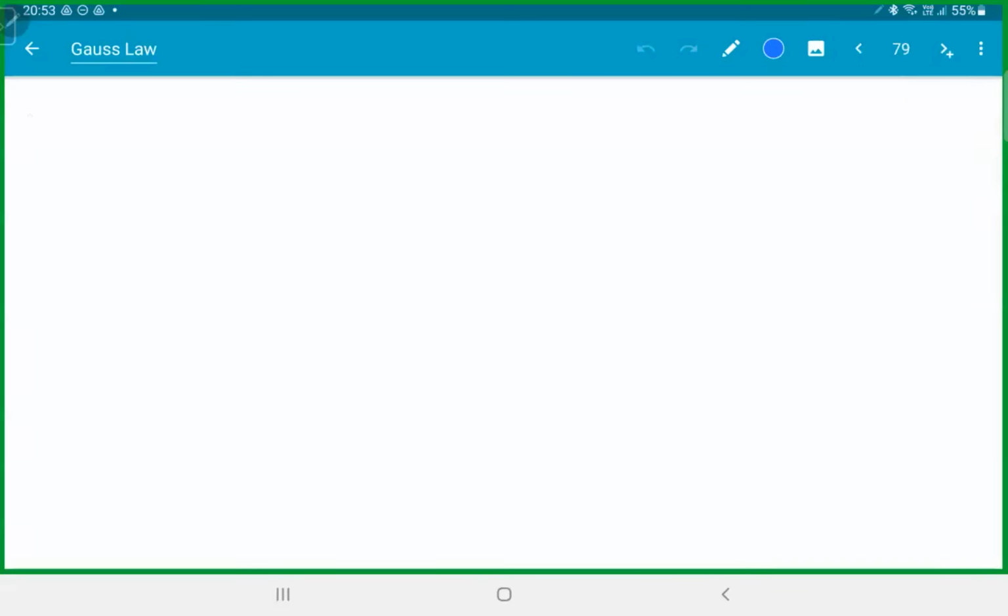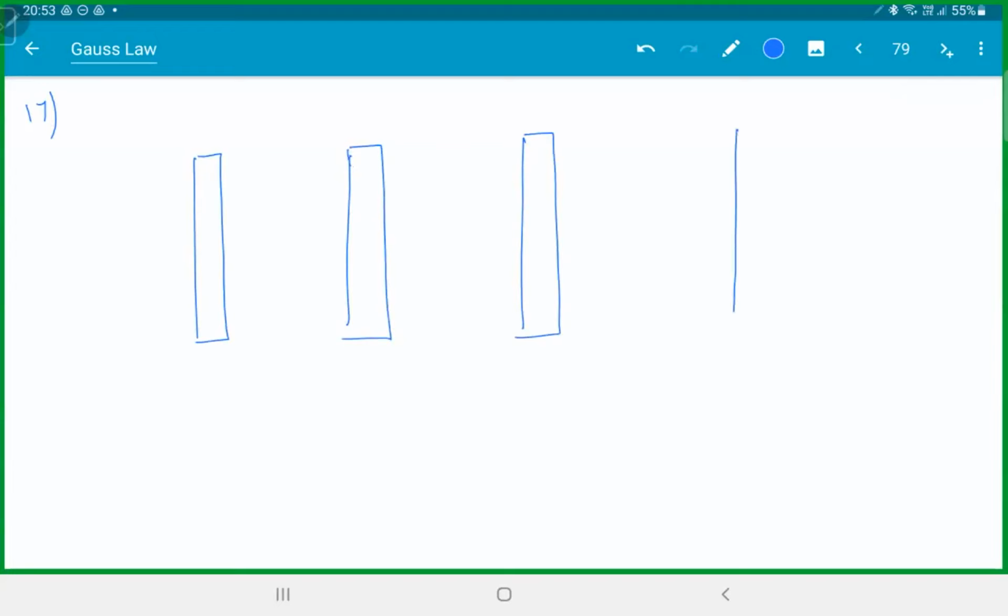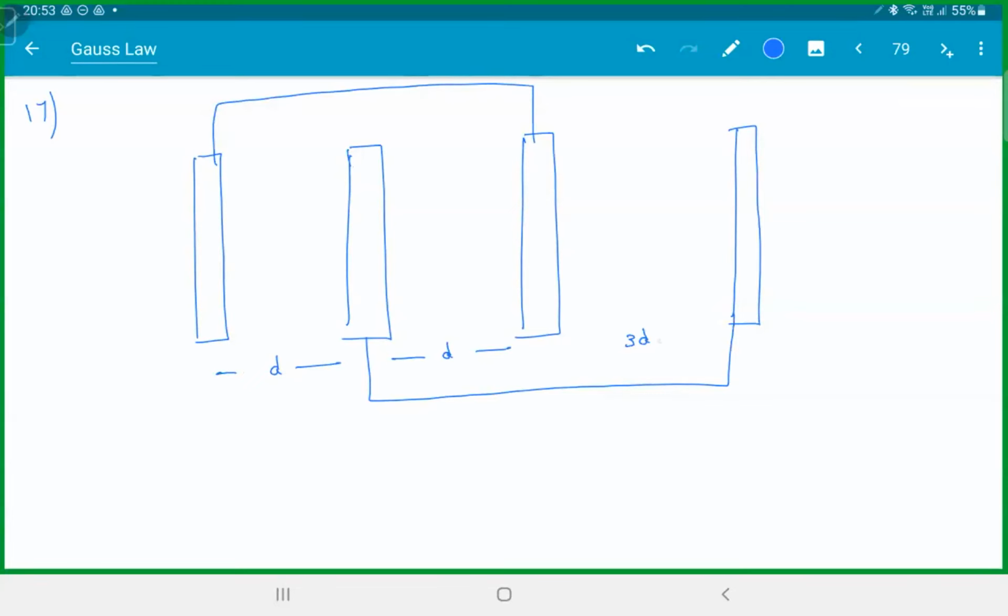Let's see one more. Make sure to revise now. These are important ones. We did something like this last time. This is 3D. Let's say this is Q, minus 2Q, 3Q. This is Q. Now, can you find the charge on each plate, each surface?